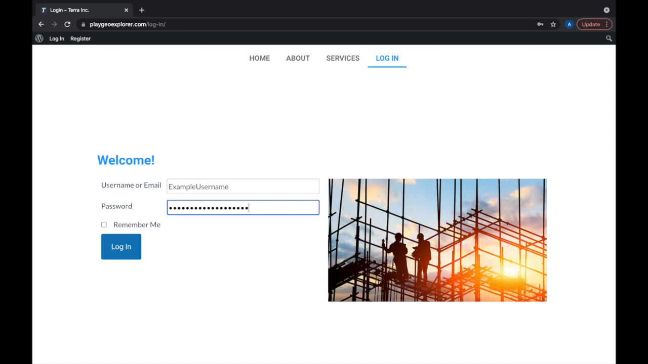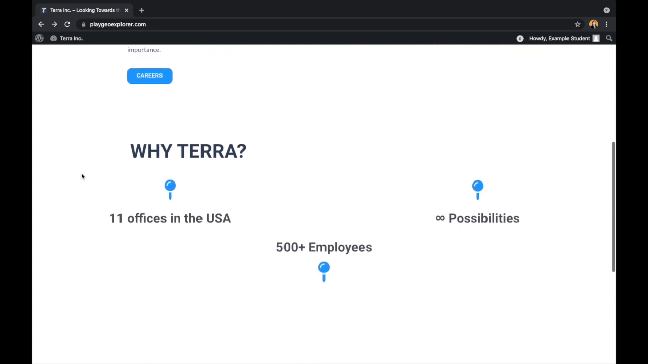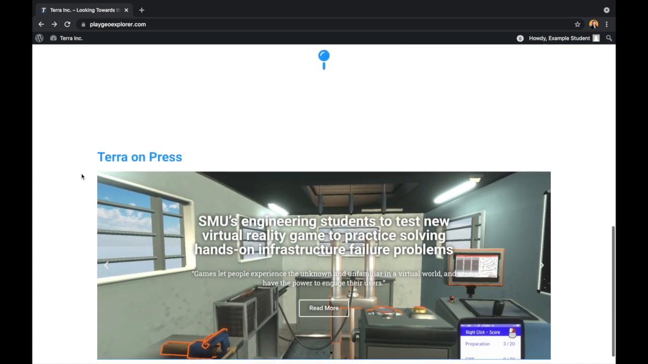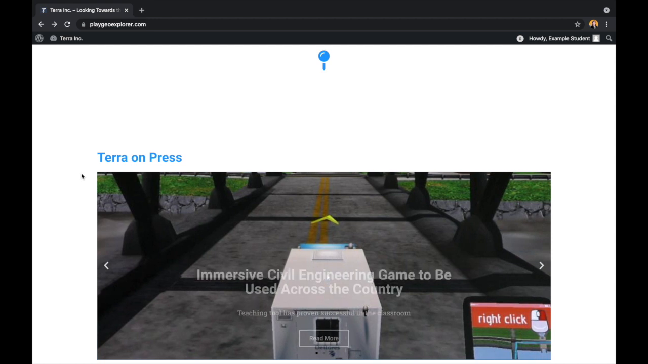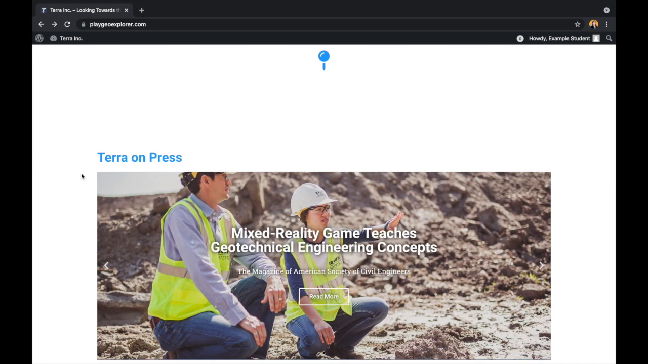Students can explore more of the context of the GeoExplorer experience through the Terra web pages and resources. The website is interactive and acts as a hub for the experience. The students can learn about not only the fictitious Terra company, but also more about the type of work that is relevant to in situ testing by navigating the site.